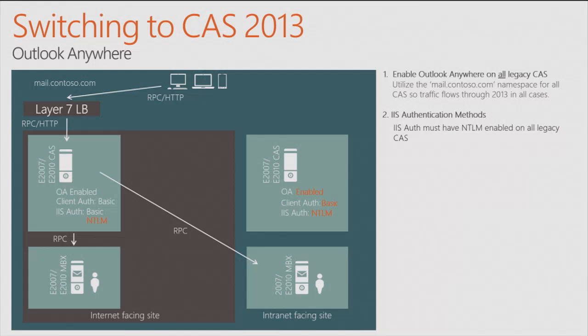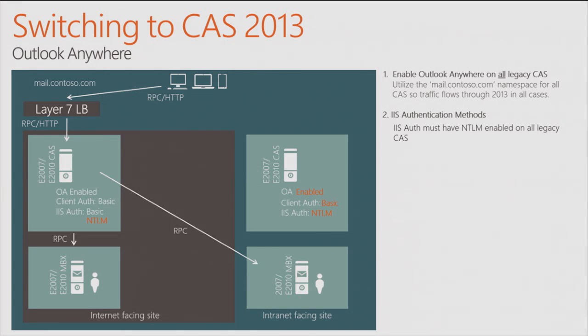You also want to make sure that in step one, when you give it the Outlook Anywhere hostname, you give it the hostname where you want the traffic to be funneled into, right? So even though on the right-hand side, we might have an internet-facing site with no internet access, I'm still going to put mail.contoso.com as its Outlook Anywhere URL. Why?